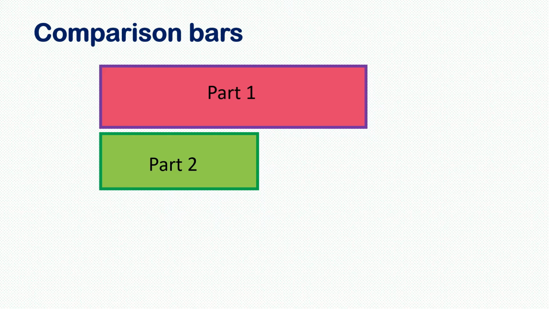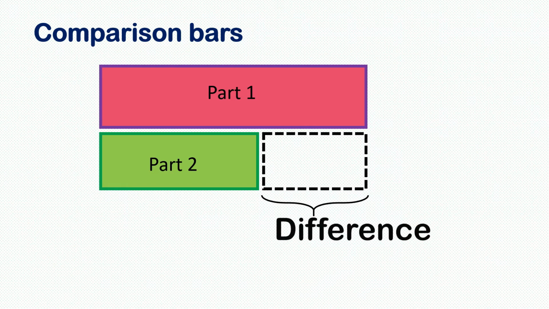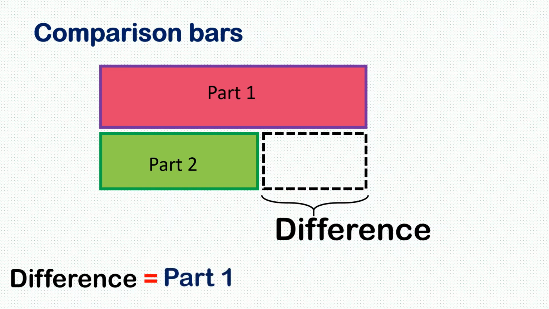When we compare these two bars, we can see a difference between part 1 and part 2. This gap is called difference. How to find the difference between part 1 and part 2? We have to minus part 2 from part 1. We'll write the sum. Difference equal part 1 minus part 2.